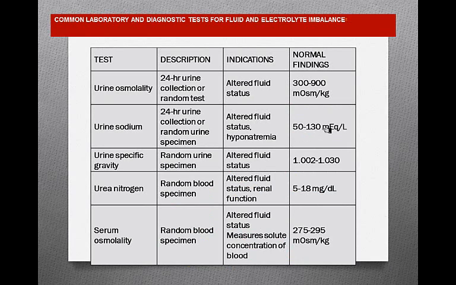Here are some common laboratory diagnostic tests for fluid and electrolyte imbalance. And these are urine tests here. You have urine sodium, which is 50 to 130, and specific gravity, 1.002 to 1.030.